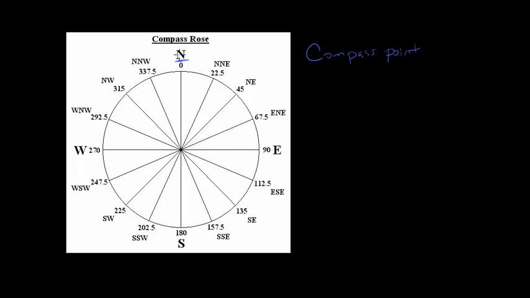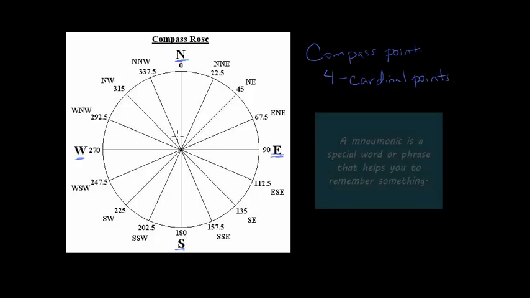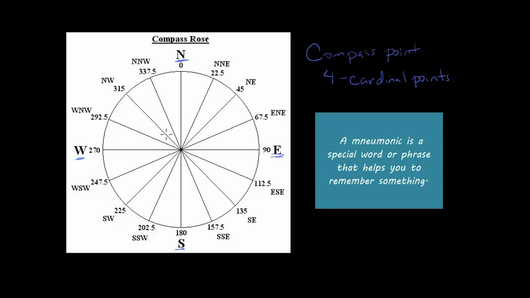And we have four principal compass points, the most important ones: north, east, south, and west. And the four most important are called the cardinal points. Most important are north, east, south, and west. You may have heard many mnemonics for remembering these. We won't go into those right now.